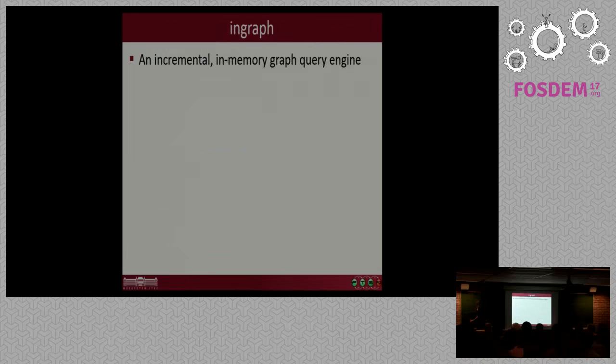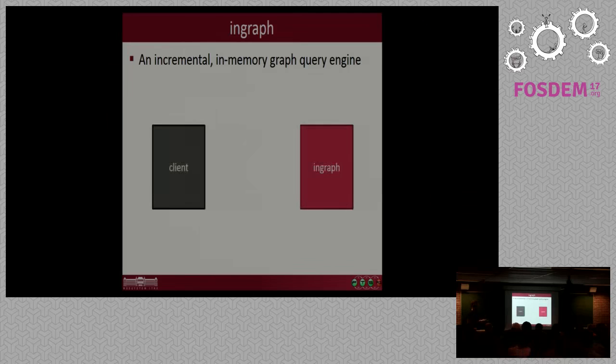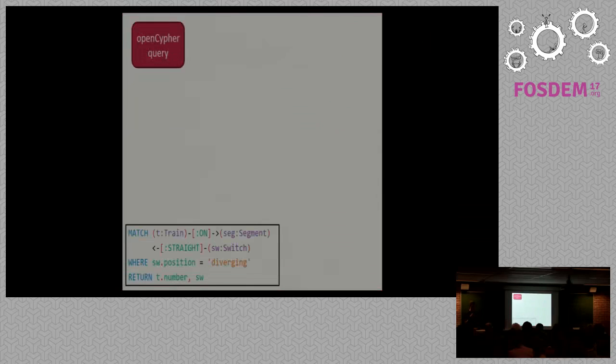So by now we have a tool which we call InGraph, an incremental in-memory graph query engine. Basically, InGraph works in a client-server architecture. The client registers a set of queries, and then it continuously updates the graph through other queries. And the client can either retrieve the query results, or it can subscribe and get change notifications for new results in the query set. So how does InGraph look internally?